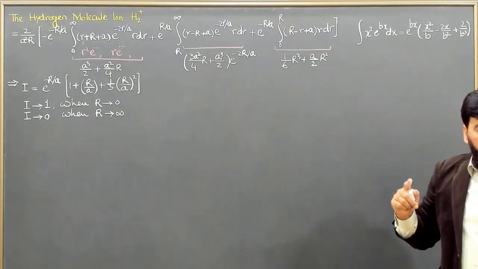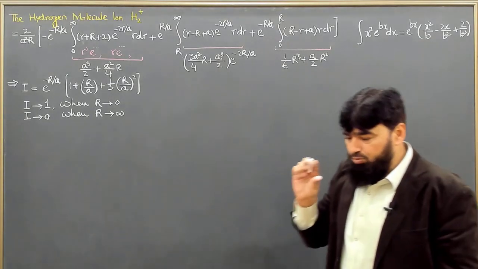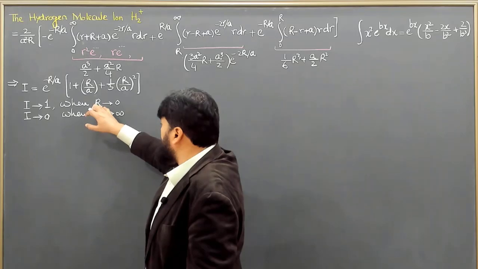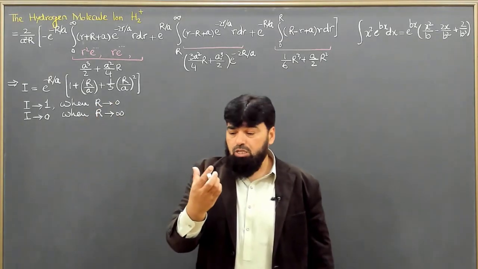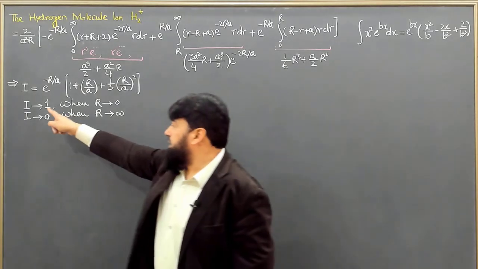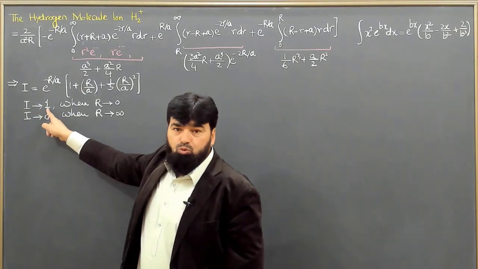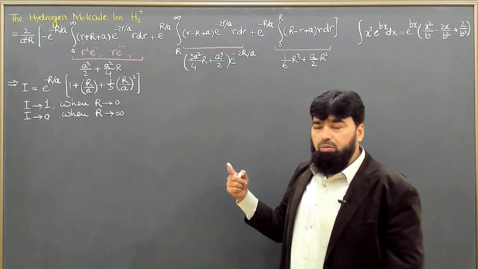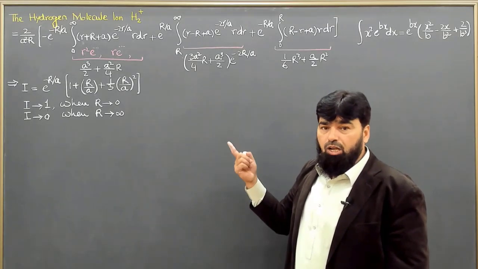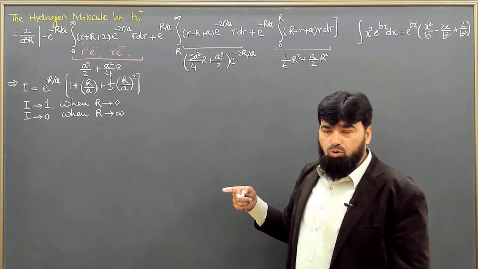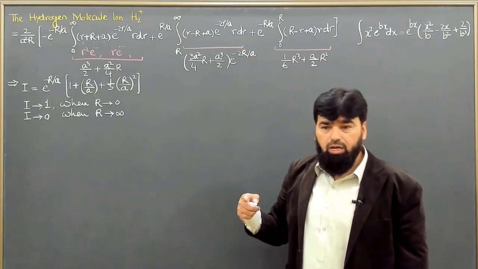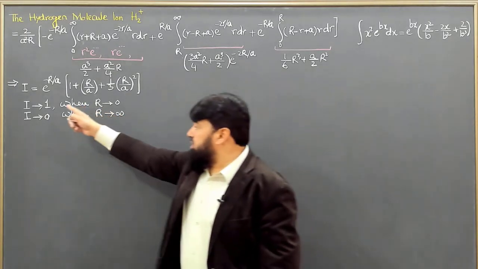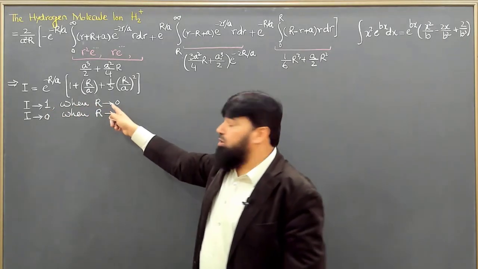What was R? R was basically the spacing between the two protons. So when the spacing between the two protons goes to zero, like the protons are coming closer to each other, then the overlap goes to 1. It goes to the maximum because this is the overlap integral. If you remember the previous equation, in the normalization, the psi mod square of R1 was equal to 1, and psi mod square of R2 was equal to 1. So this term also goes to 1 when R goes to 0.